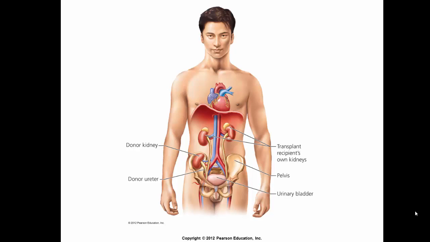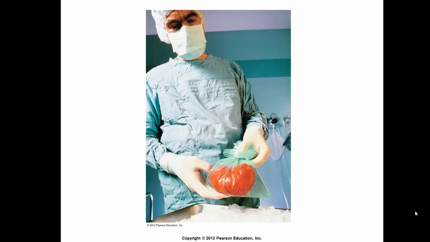Most times the donor kidney is placed within the pelvis. The individual's own kidneys are not removed. The ureter and blood vessels of the donated kidney are attached to the recipient's. The donor kidneys can be kept alive and healthy for approximately 48 to 72 hours.